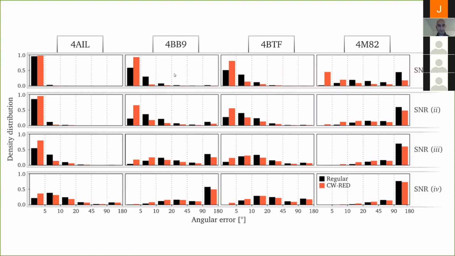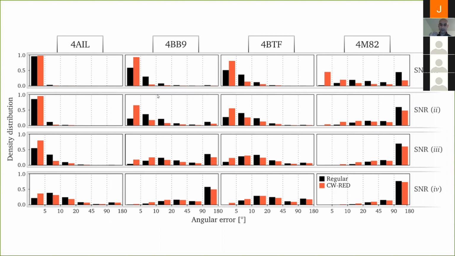And you see that as the SNR goes down, these curves flatten out and you get more errors that are above 90 degrees. And in this case, we see that both the regular Relion and the regularization by denoising are doing pretty poorly. But in basically all of these cases, regularization by denoising is getting the angles more accurately.